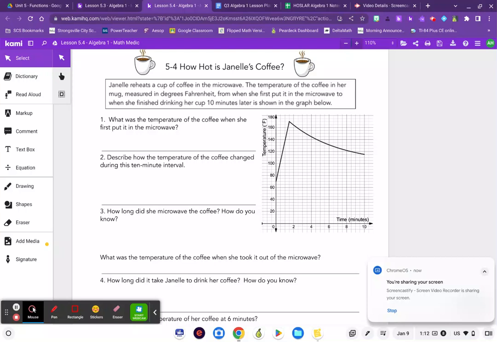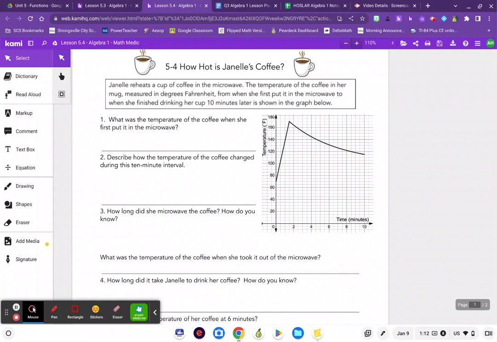Hassler here. I'm going to run through the lesson that we did together in class in our groups for 5-4. It says Janelle reheats a cup of coffee in the microwave. The temperature of the coffee in her mug, measured in degrees Fahrenheit, from when she first put it in the microwave to when she finished drinking her cup 10 minutes later, is shown in the graph below.